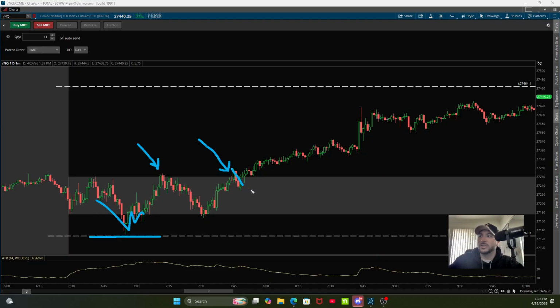Okay, so here's your first initial pullback. Not good enough. Why? Because this first initial pullback closes back inside the range. I don't want to get long if we're back inside the range. Why? Because God forbid I get long, I tell myself, well, we've broken out of the 15-minute ORB, we're pulling back, I get long here, and then this continues to just fade back to the bottom of the range. Okay, now, how are you going to know when it's the right time?